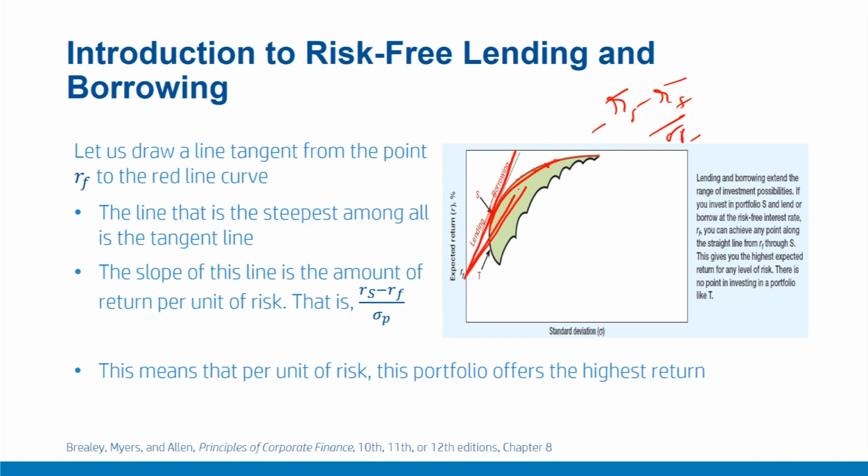For example, if I draw another line like this for a point, let's say A, all the positions on this line would be a better combination of risk return, that means higher return per unit of risk as compared to any on this line which is joining RF to A. Often this ratio, RS minus RF upon sigma P, is a very important ratio called Sharpe ratio to measure the performance of a portfolio.